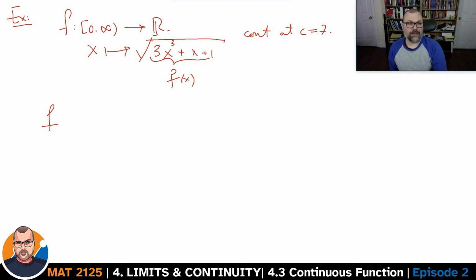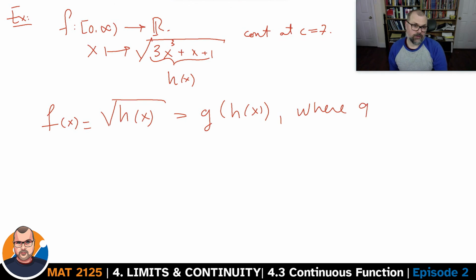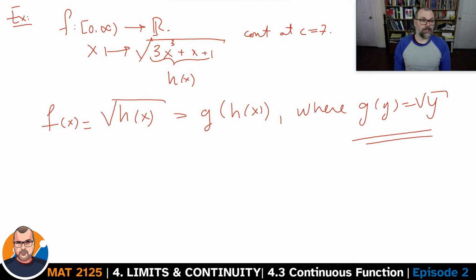I call this f(x), but it's not f(x). Let me call this perhaps h(x). So f(x) is the square root of h(x), where h is continuous, and if you want, I can rewrite it as g(h(x)), where g(y) is the square root of y. Now, we would have to show that this function is continuous. That's an interesting exercise. But if you've shown that this function is continuous, then this composition here has to be continuous at c equals 7. This is going to work very well as long as what you have inside is not negative.